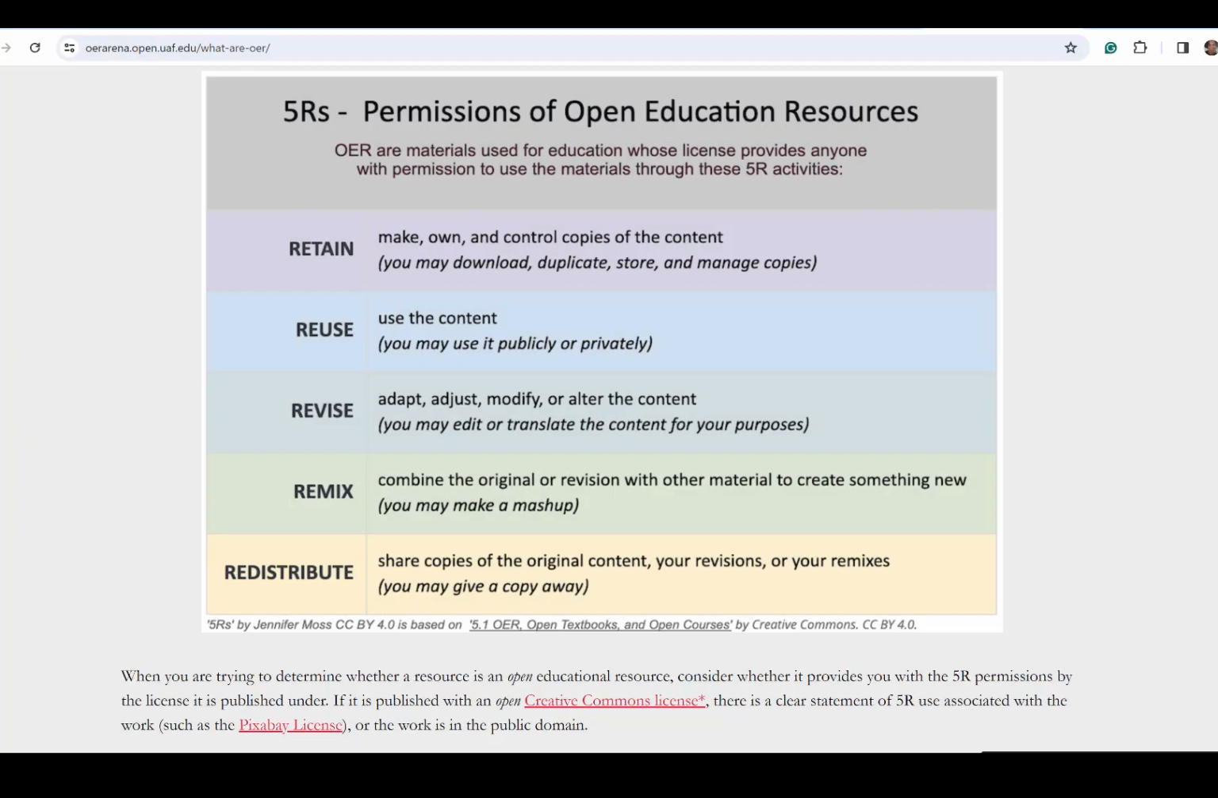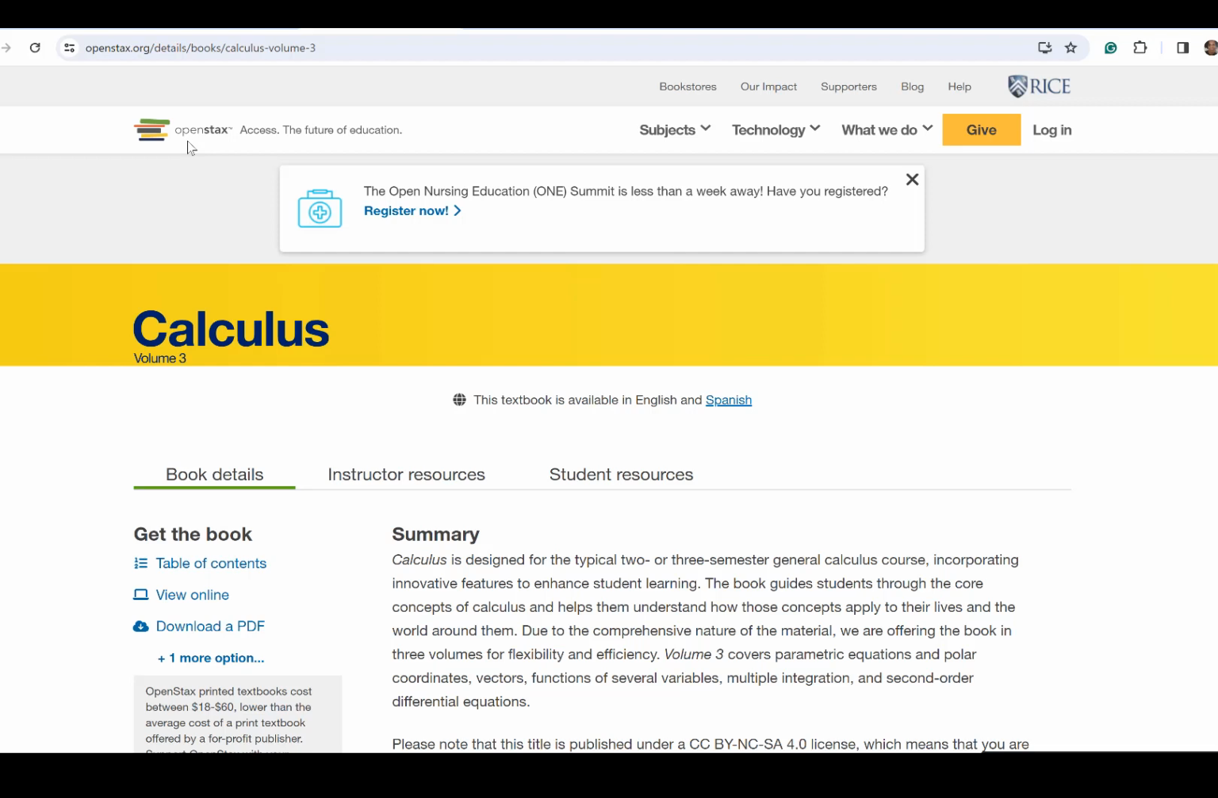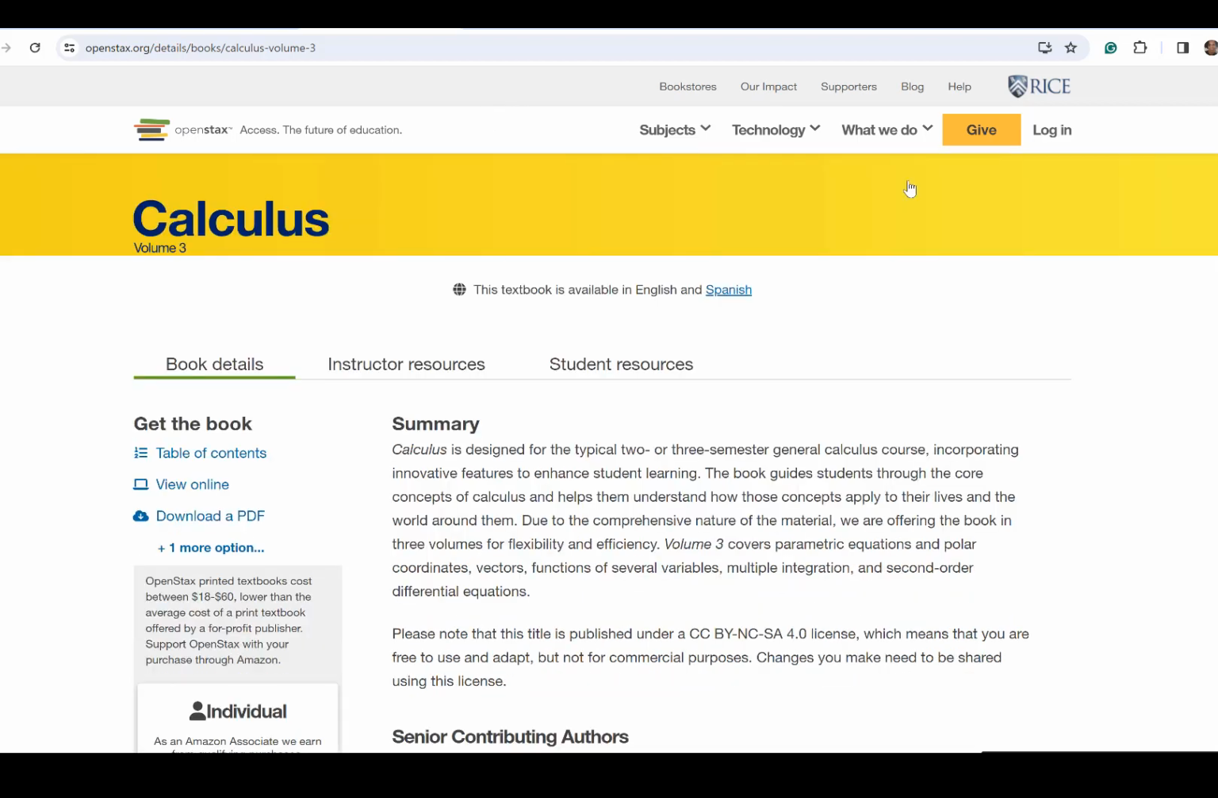There are 5 R's of OER. These are the guiding principles that direct the user on how he or she can use the OER content. Now, as to best practices with the use of OER, the first practice is to review and adhere to the licensing terms. So what I've pulled up is one major resource for OER materials, which is OpenStax.